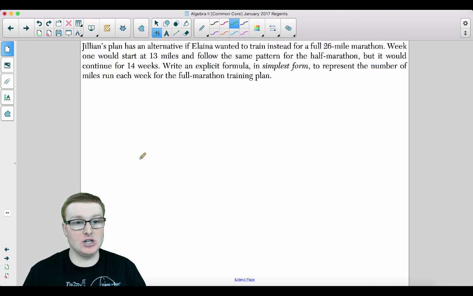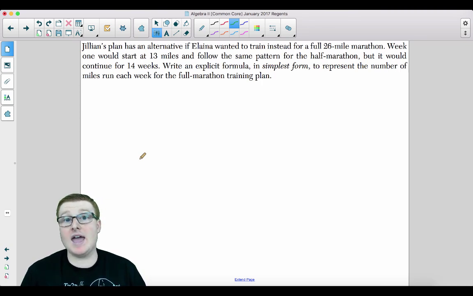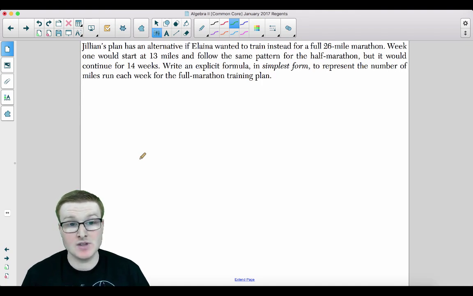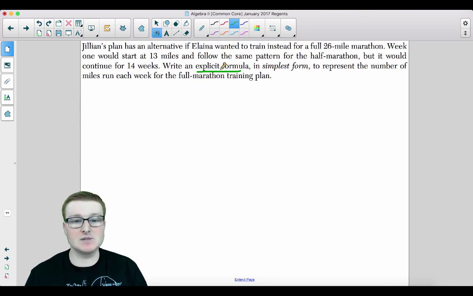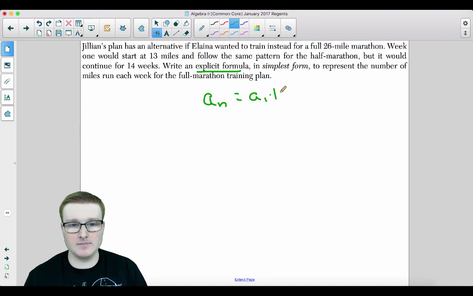Then, for this next part, it says, Jillian's plan has an alternative if Elena wanted to train instead for a full 26-mile marathon. Okay, now she wants to do a full marathon, not a half marathon. Week 1 would start at 13 miles and follow the same pattern for the half marathon, but it would continue for 14 weeks. Write an explicit formula in simplest form to represent the number of miles each week for the full marathon training plan. So, the explicit formula for an arithmetic sequence is a sub n equals a sub 1 plus n minus 1 times the common difference of d.